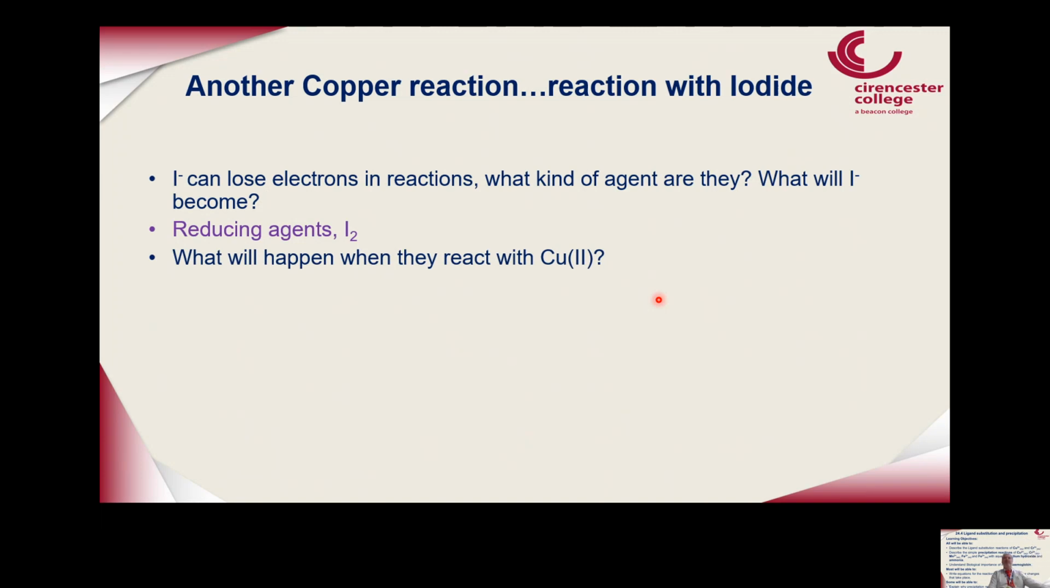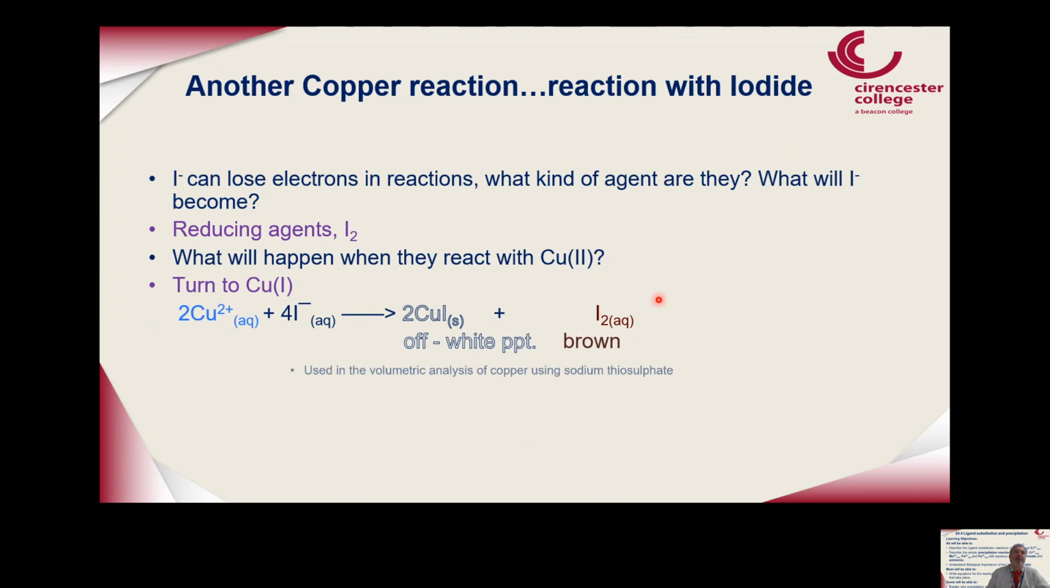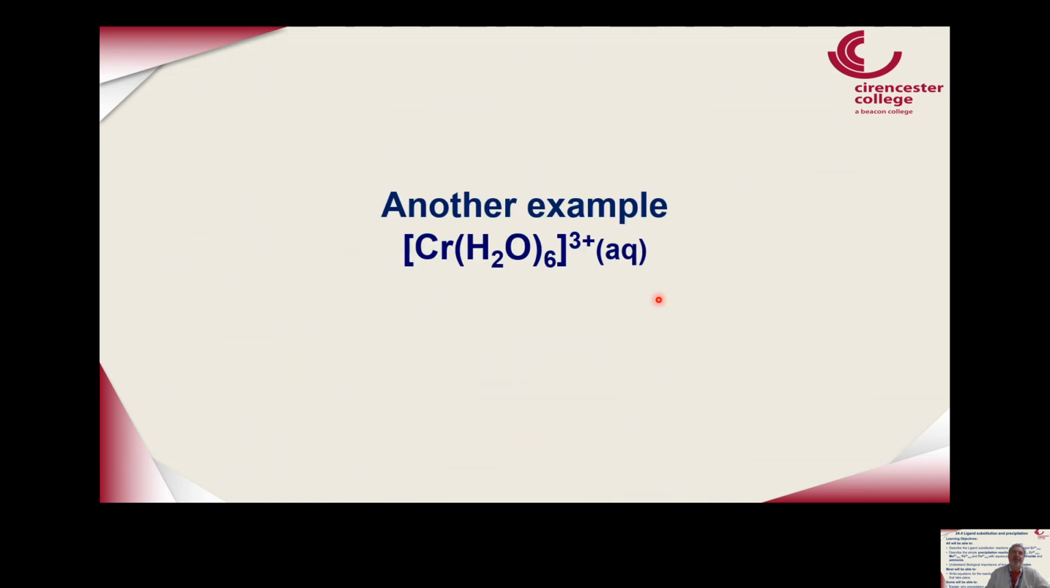What happens when they react with copper 2? They're going to reduce it to copper 1. So we take our copper 2+, we add 4I-, we get 2 copper iodide, which is an off-white precipitate, and the iodine is brown. And we've talked about this because we will be doing it with sulfate.